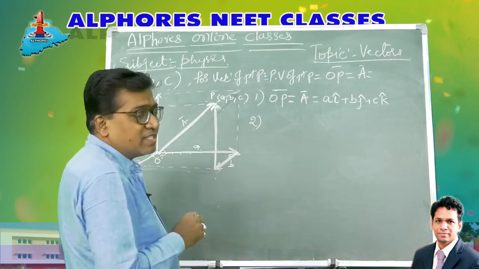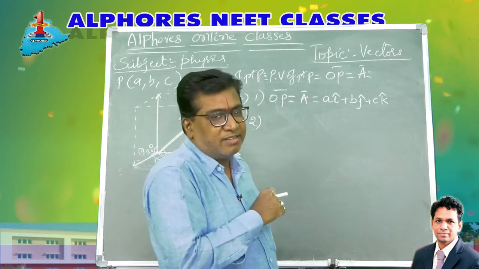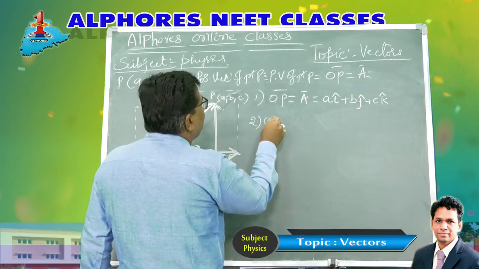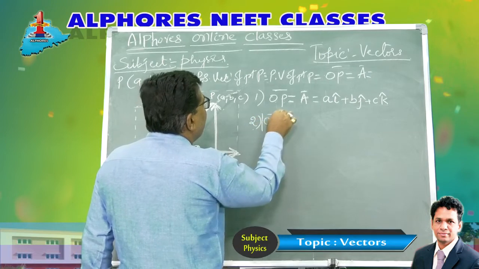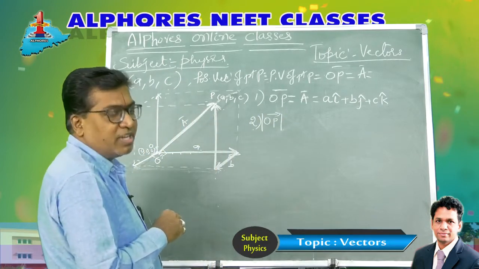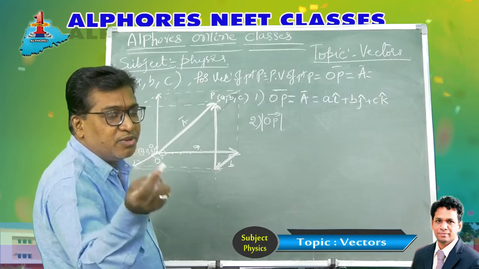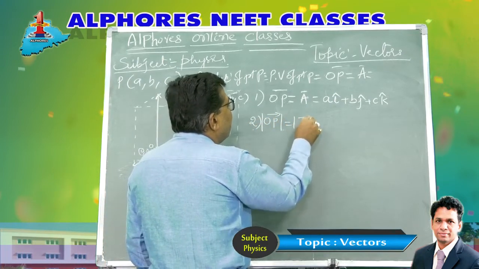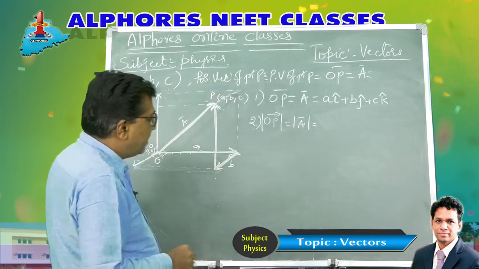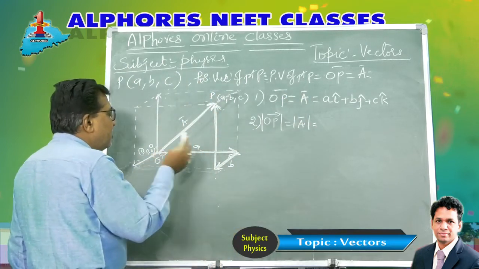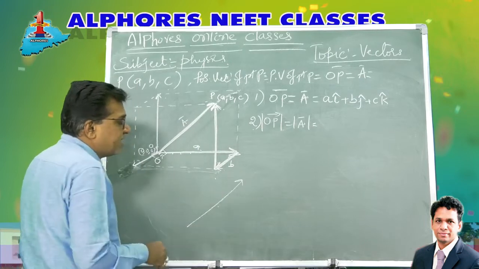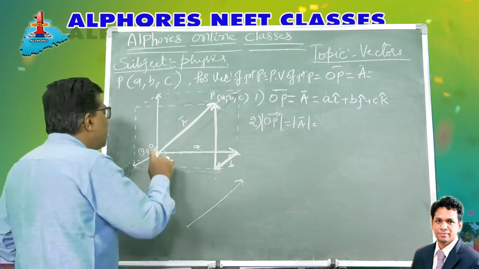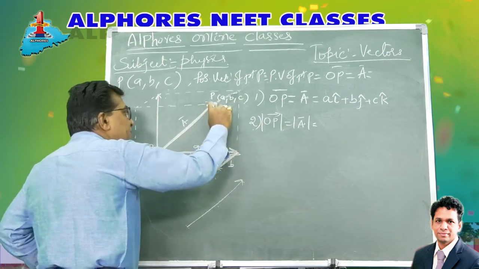After this, now he is asking to find the magnitude of the vector. So the magnitude of the vector OP bar is mod OP bar. Modulus, the magnitude of a vector, the absolute value of the vector. So the magnitude of OP bar is mod A. Whenever the vector is represented as a line segment, the length of the line segment represents the magnitude. So the length from here to here represents the magnitude.